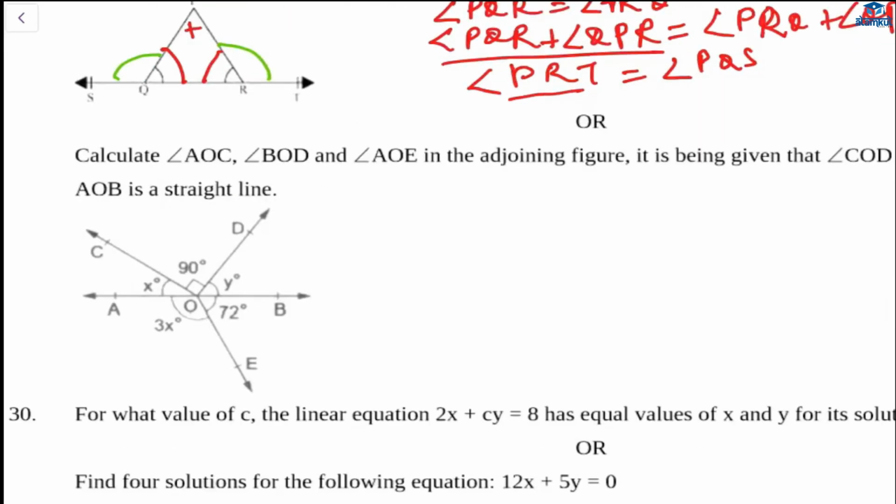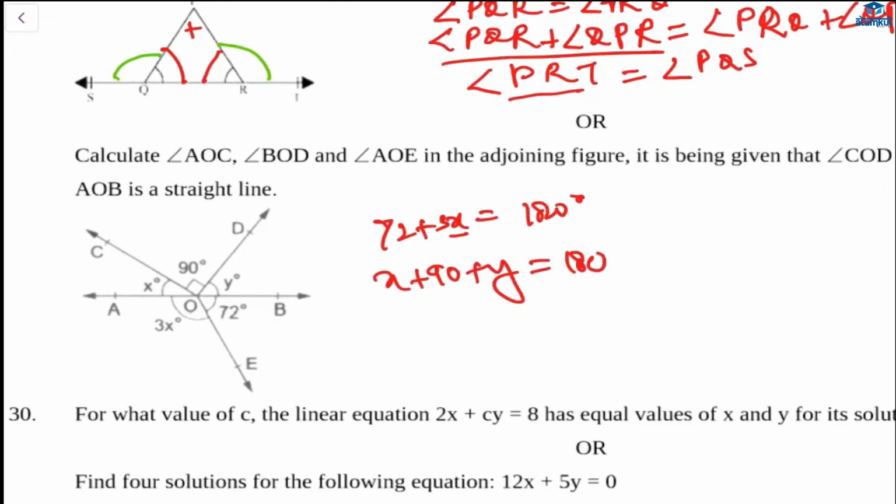So you can calculate this 3x, the value of x. Reflex angle. Yes, ma'am. 72 plus 3x is equal to 180. You are going to get the value of x. Now when you get the value of x, you can see here one more x is there, and then 90, and then y can be calculated again from 180. x plus 90 plus y is equal to 180. You'll get the x from here and put it here, and then get the value of y.